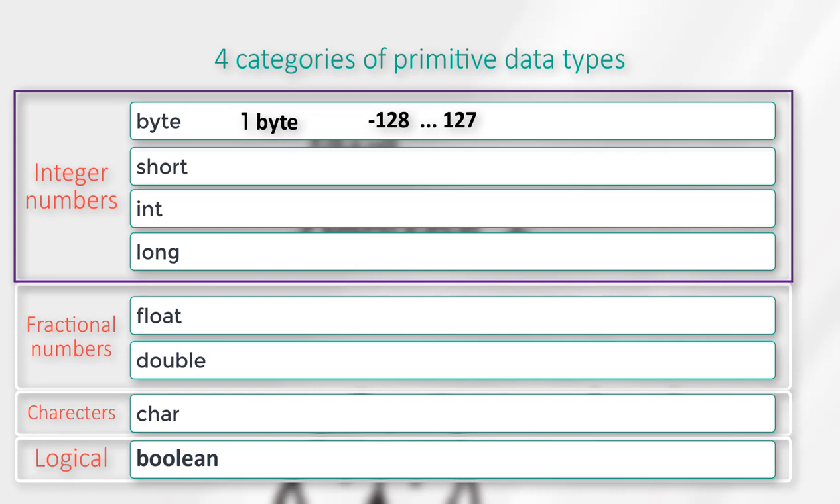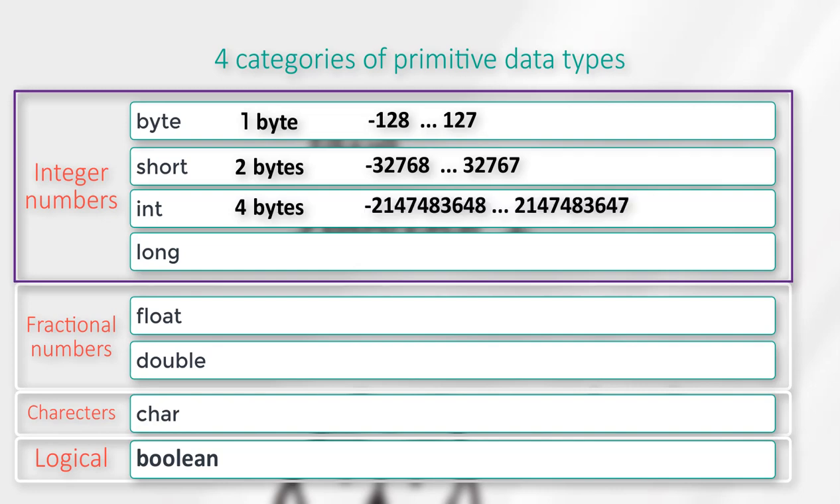The second type is short. It requires 2 bytes and can hold values from -32,000 to 32,000. This data type is used once in a blue moon. Throughout my career, I have never seen anybody use this data type. For work with integer numbers and in calculations, the int type is most commonly used. You already know this data type. It requires 4 bytes and can hold values from approximately -2 billion to 2 billion.